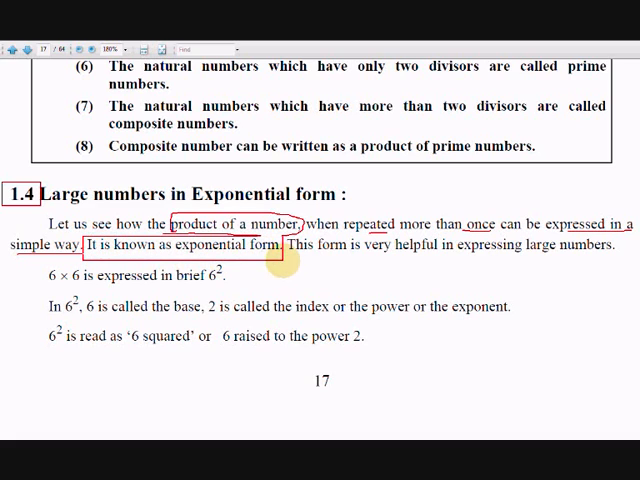That way is called exponential form. This form is very helpful in expressing large numbers. If you want to express a huge number, we cannot keep on telling that number. Instead, we have to show it very simply, like 6 into 6 can be expressed as 6 square, etc. Let's take a ride in another picture and learn more about this.